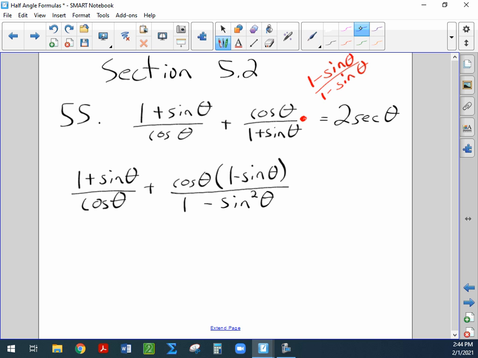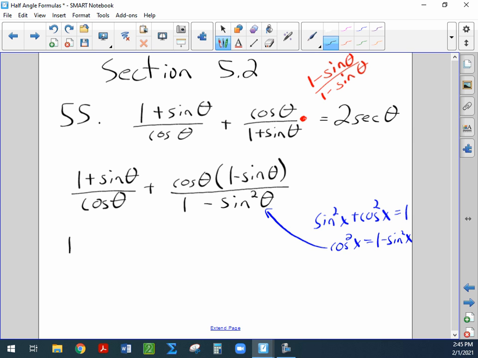I know that for my Pythagorean, I have sine squared x plus cosine squared x equals 1. And so I could subtract sine squared from both sides of this and say cosine squared x equals 1 minus sine squared. And so that gives me a substitution I can use right there.